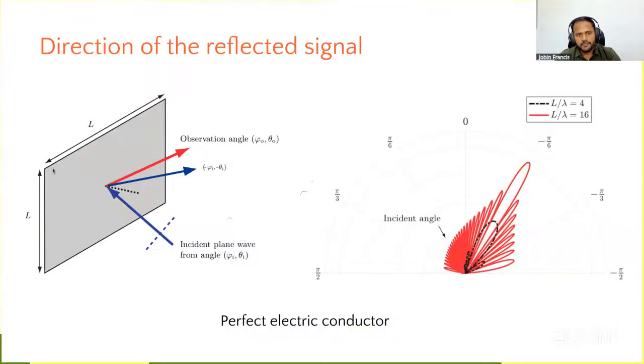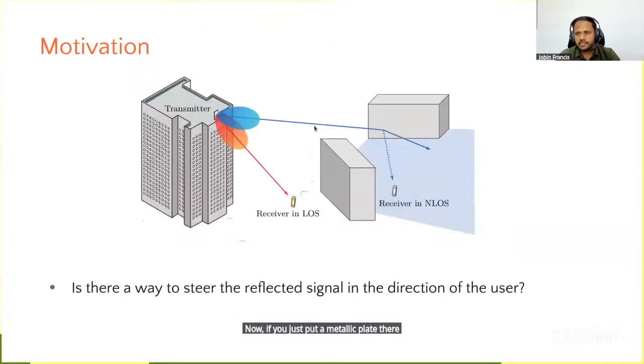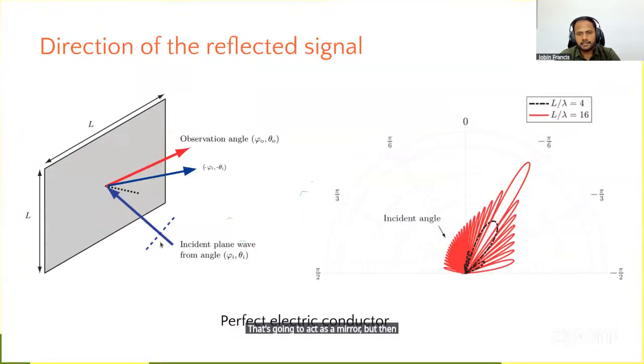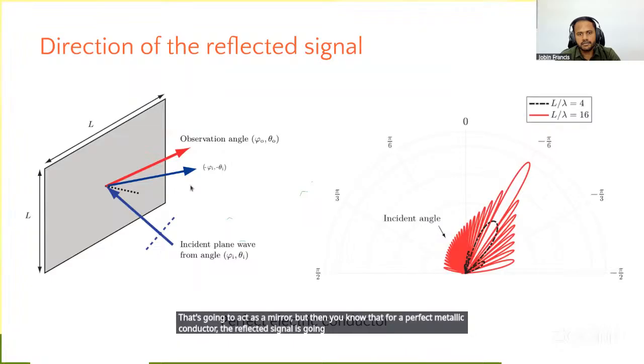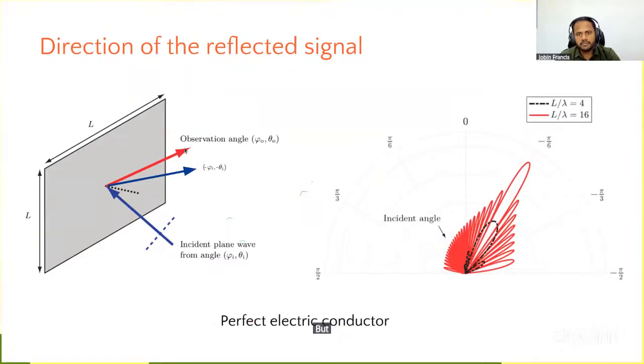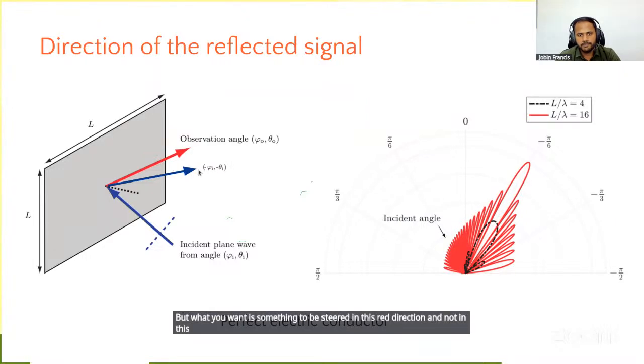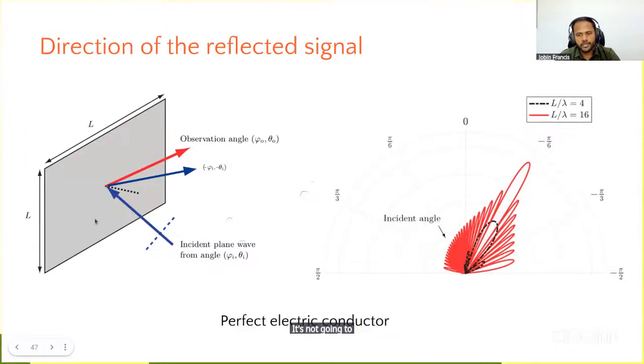Now, if you just put a metallic plate there on the face of this building, that's going to act as a mirror. But you know that for a perfect metallic conductor, the reflected signal is going to be just the opposite of the incident angle, right? But what you want is something to be steered in this red direction and not in this reflecting direction here. So a perfect metallic conductor is not going to do this for you. That's again what is shown in this figure here.